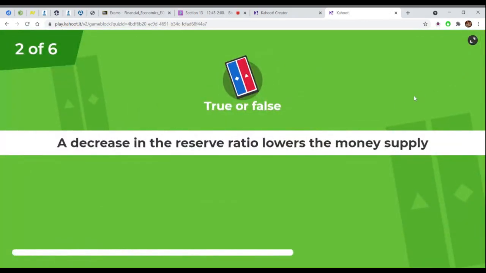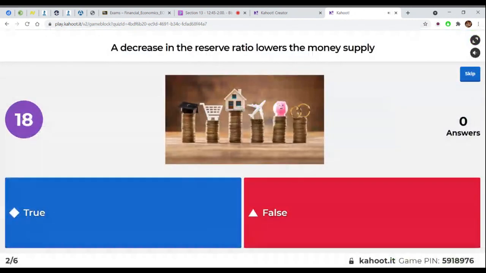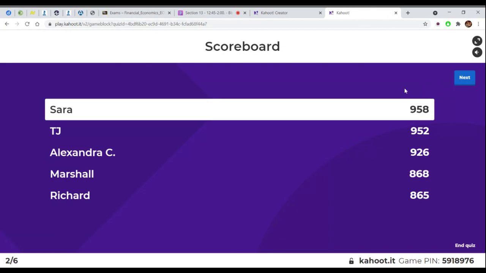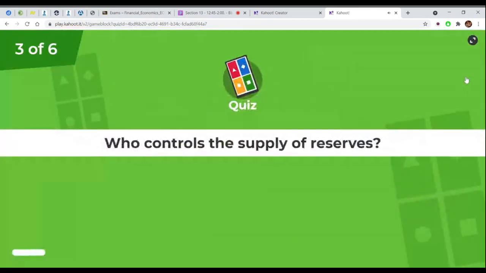True or false? A decrease in the reserve ratio lowers the money supply. What do you think? It is false. A decrease in reserve ratio means banks are lending more intensely, so it increases the money supply. Very good. Next.